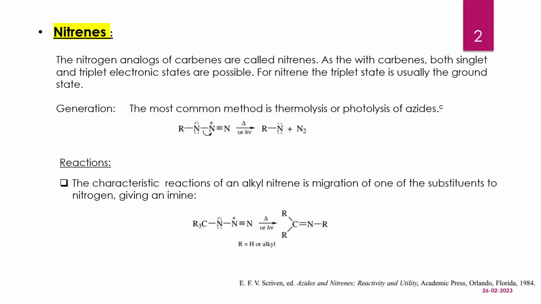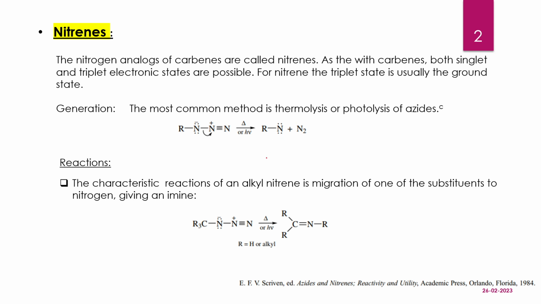So let's talk about nitrenes. In the last session, I already started something regarding nitrenes. Nitrenes are the nitrogen analogues of carbenes. Carbenes can have both singlet and triplet states, but in the case of nitrenes, the triplet state is usually the ground state. How can these nitrenes be generated? The most common method is the thermolysis or photolysis of azides. By the application of heat or light, the N2 gets removed and we get the nitrene.